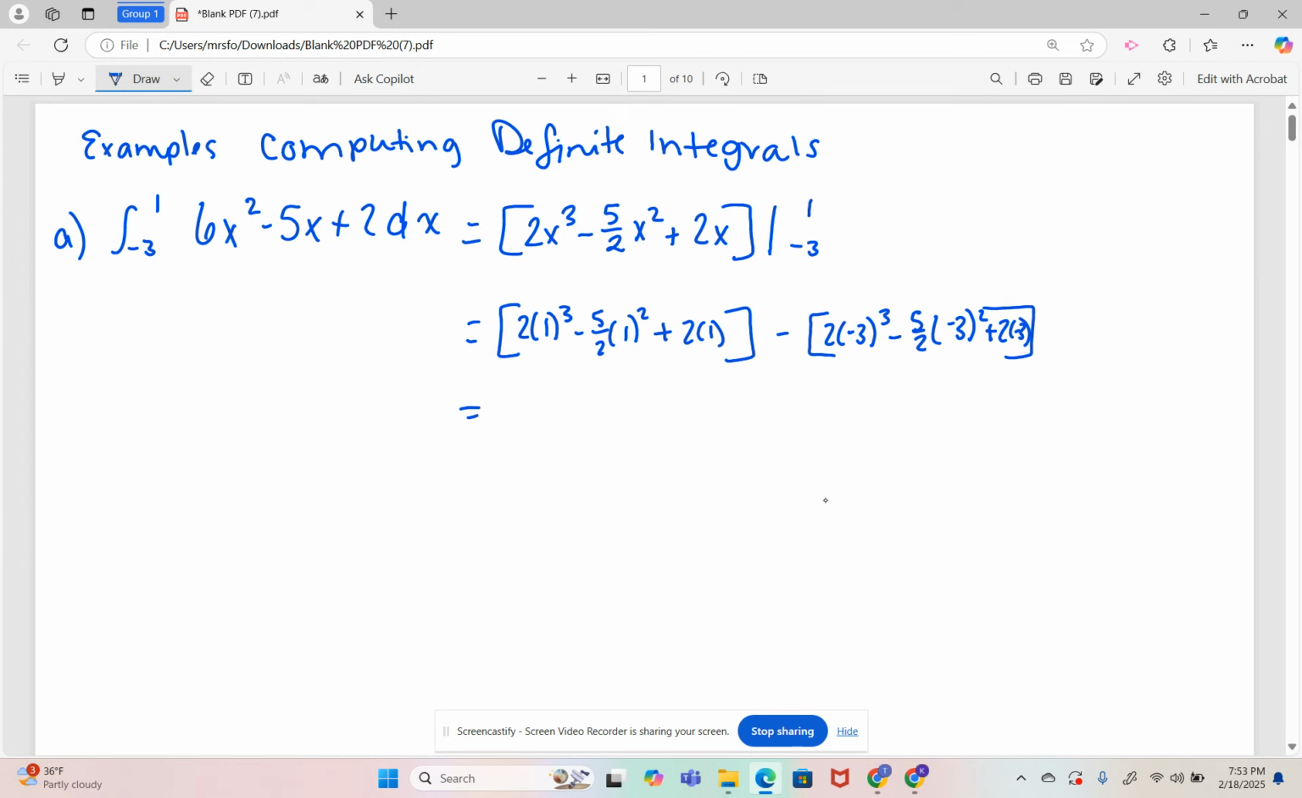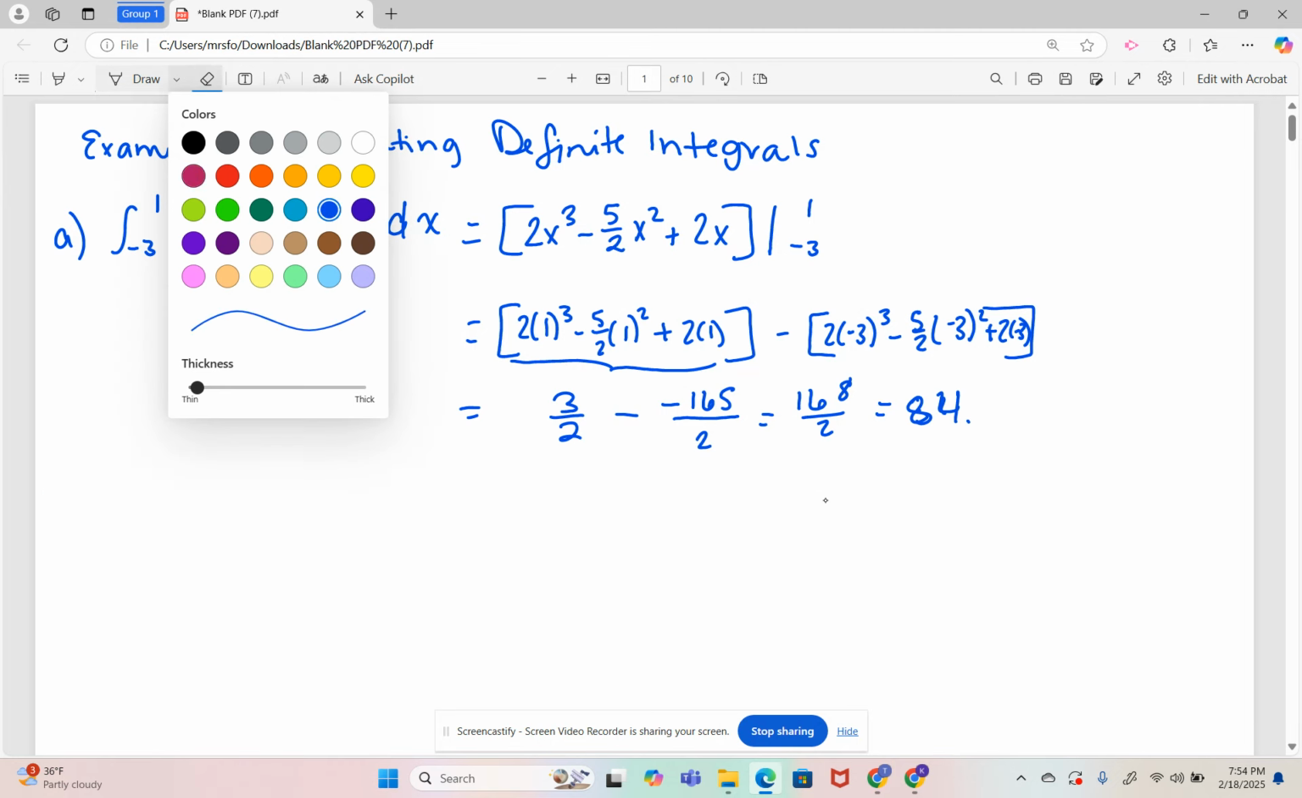Okay, and so you would calculate in this first part for the antiderivative, substituting in the 1, that would give us 3/2 minus, then this becomes -165 over 2, and that gives us 168 over 2, which then is 84. Okay, so the answer would be 84.